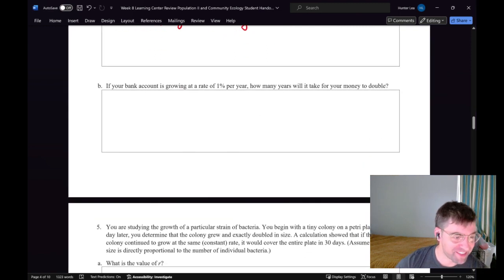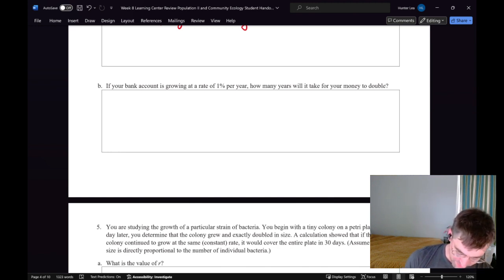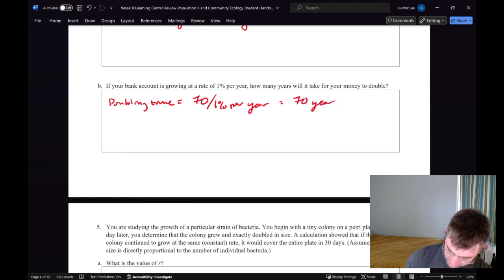If your bank account is growing at a rate of 1% per year, how many years will it take for your money to double? The doubling time equals 70 divided by 1% per year equals 70 years.